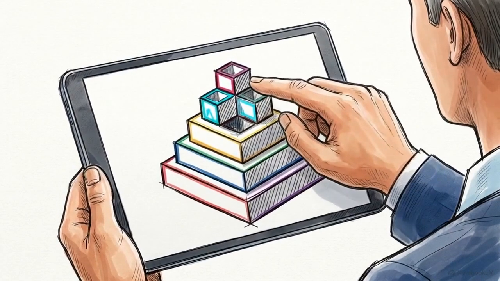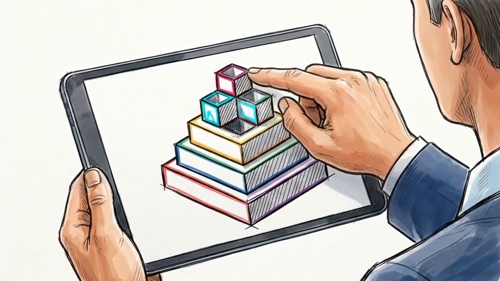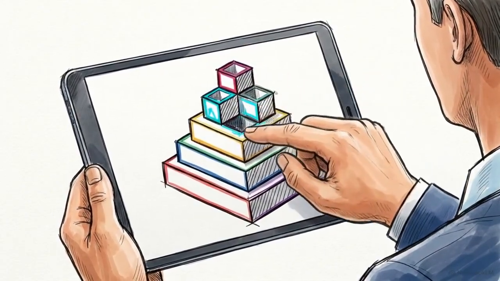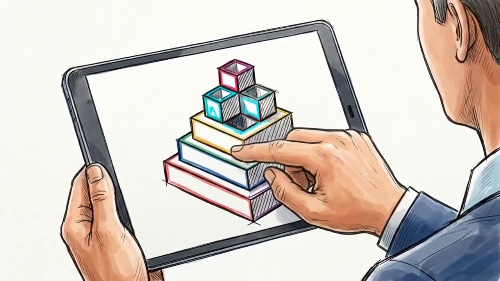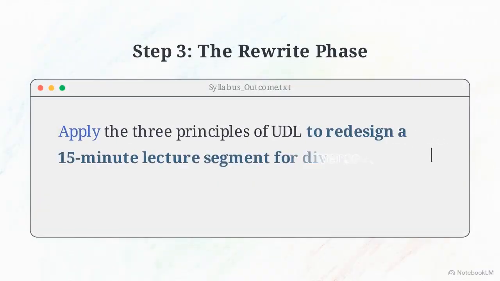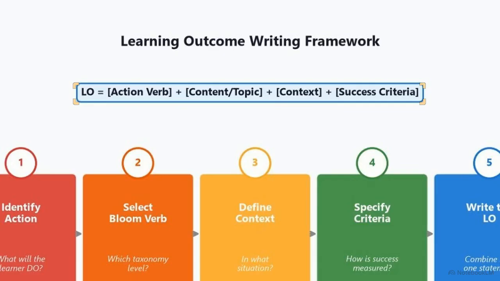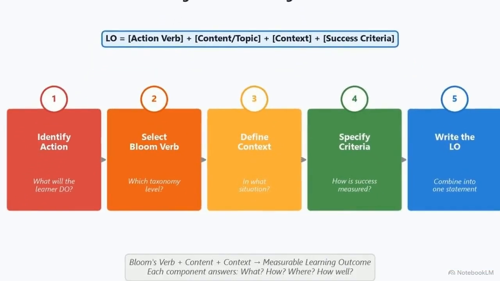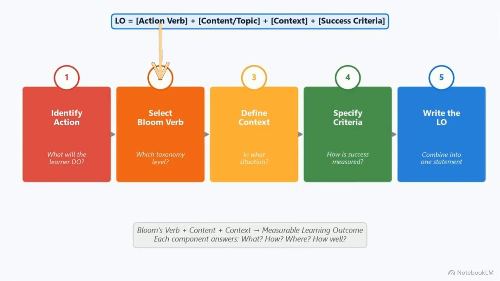Identifying these specific gaps provides a direct roadmap for the next step, showing exactly which outcomes require an upgrade. Step 3 is the rewrite phase, where we fill those cognitive gaps with new, higher-level statements. This equation is the formula for a measurable learning outcome, combining an action verb, content, context, and criteria. Follow this sequence to select a higher-level verb and define how success is measured, upgrading your underrepresented outcomes.